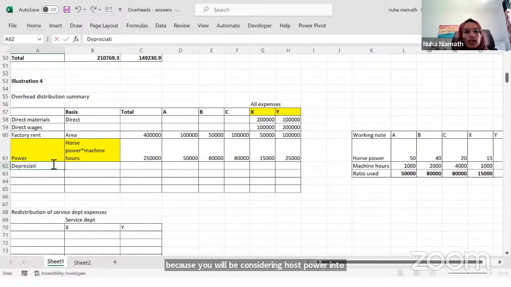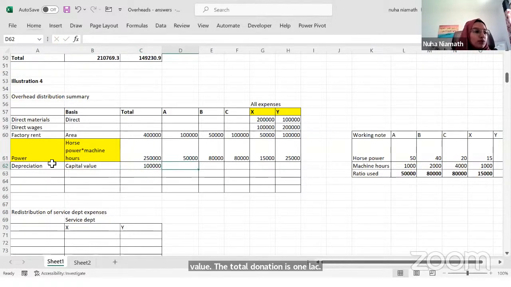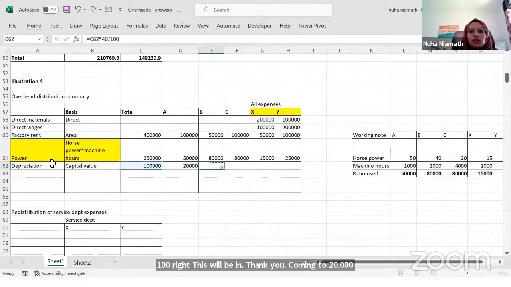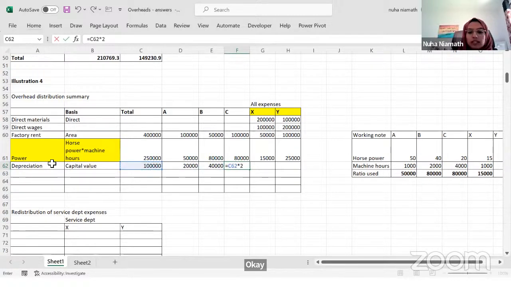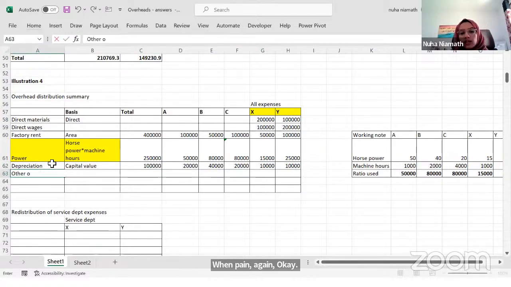Next one is straightforward, depreciation and overheads. So this will be on the basis of capital value. The total of depreciation is 1 lakh. Capital value is given to D, 20, 40, 20, 10. And these are in lakhs, but that's okay. That comes up to 100, right? So this will be into 20 by 100, coming to 20,000. 40 by 100. 20, again the same. 10. Okay, this was straightforward.